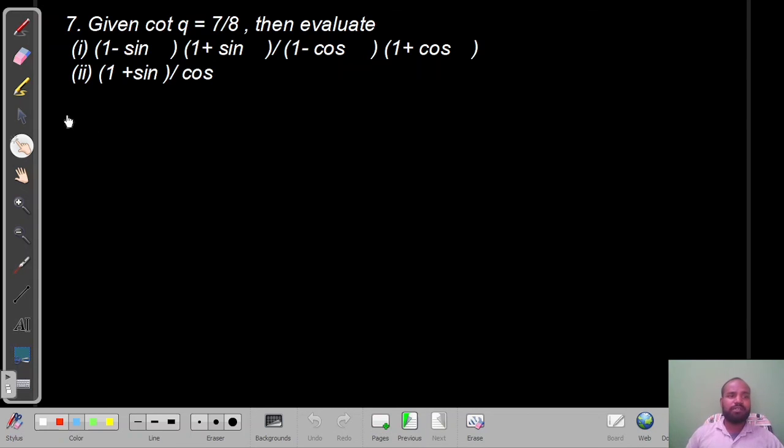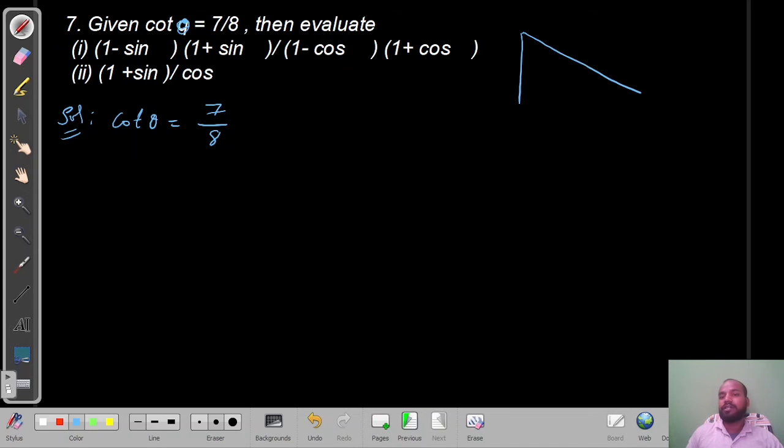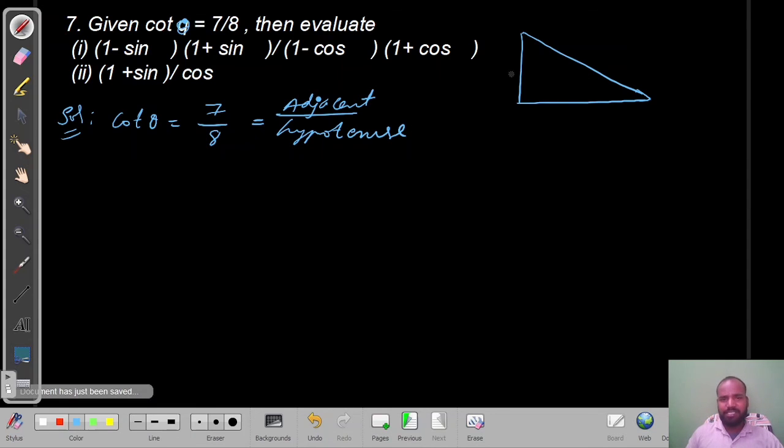What is the next problem given? It is very simple. It is given cot theta. This is theta. Cot theta equals 7 by 8. So now I am drawing a right angle triangle. What is the cot formula? Cot is adjacent by hypotenuse.